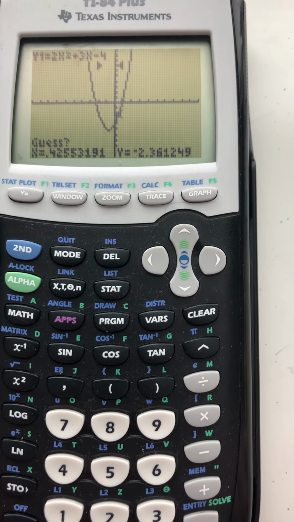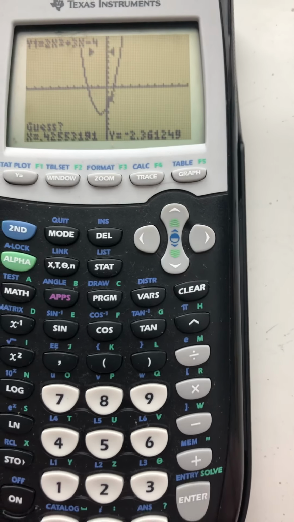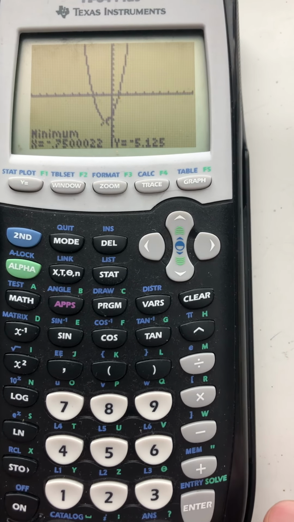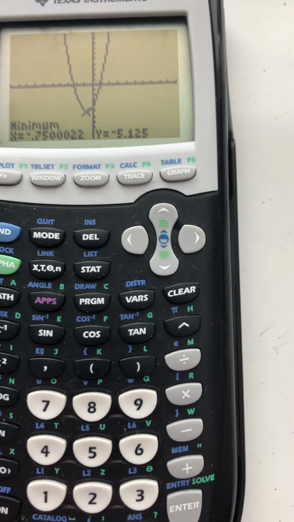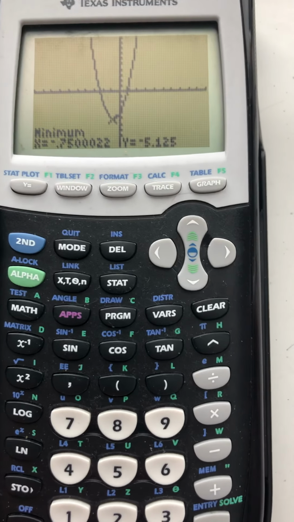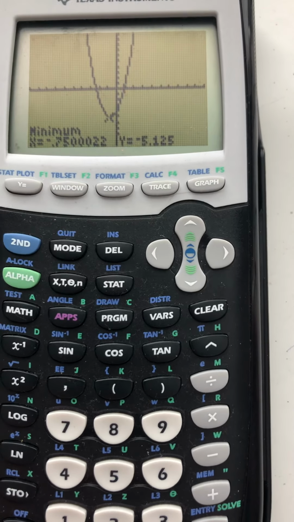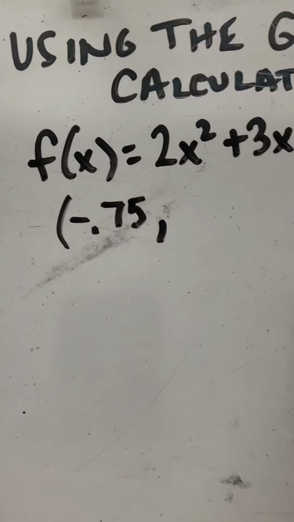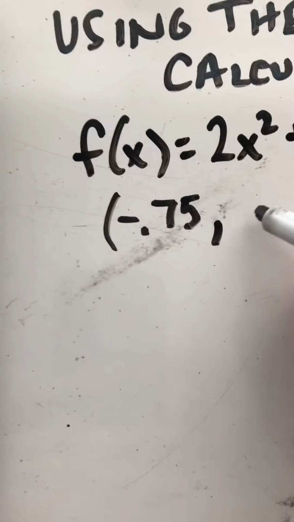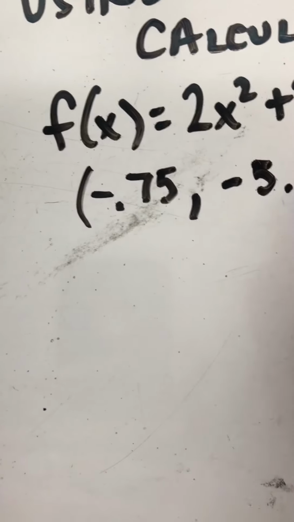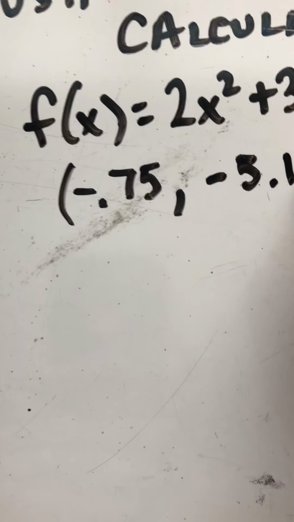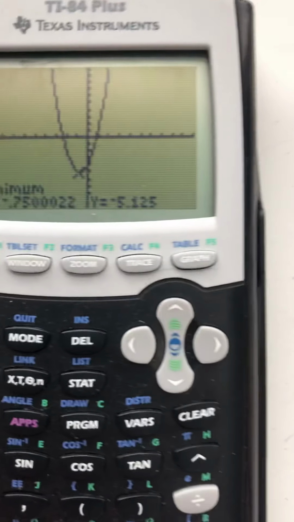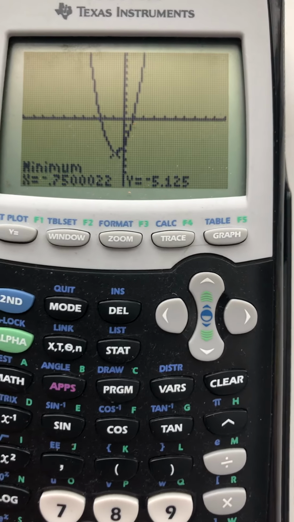Also hit enter. Now it says guess. We don't have to guess, we're just going to hit enter and see what that local minimum point would be. And we see here the local minimum point on this graph would be an x value of negative 0.75, and the y value of negative 5.125. Okay, so again, the calculator has identified that local minimum point.